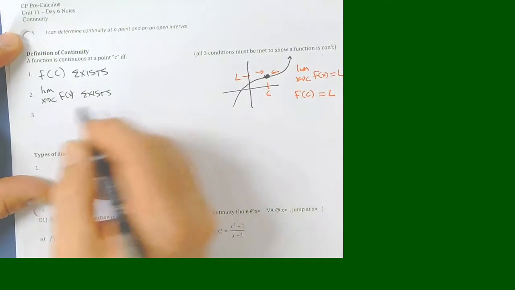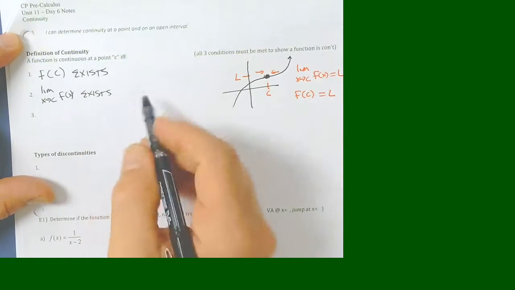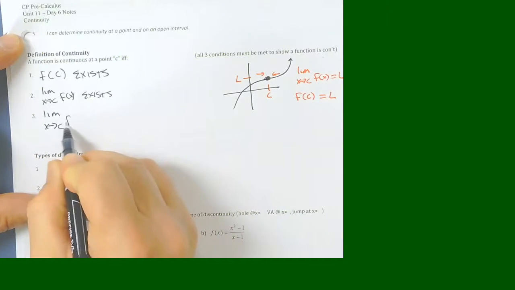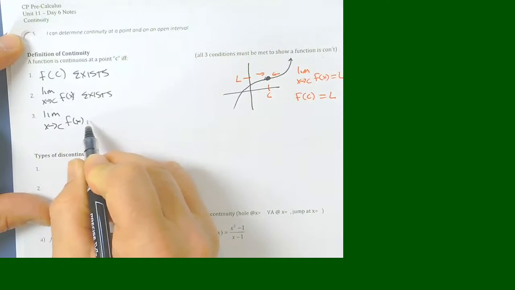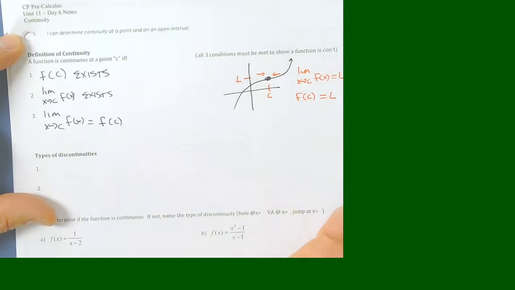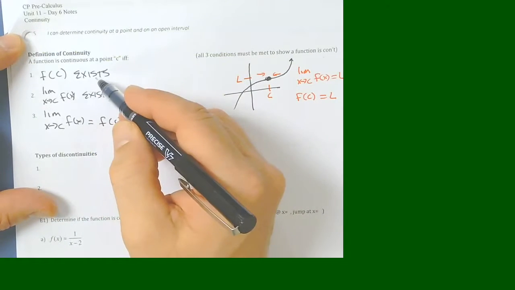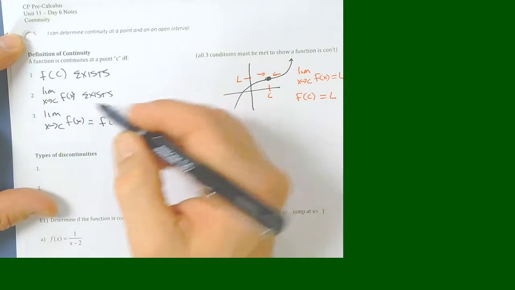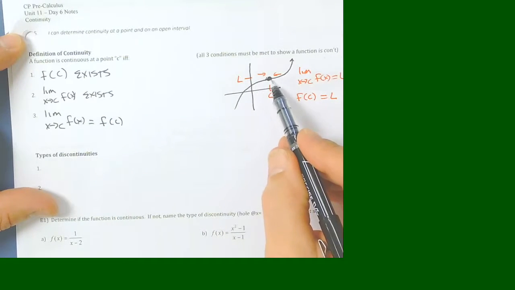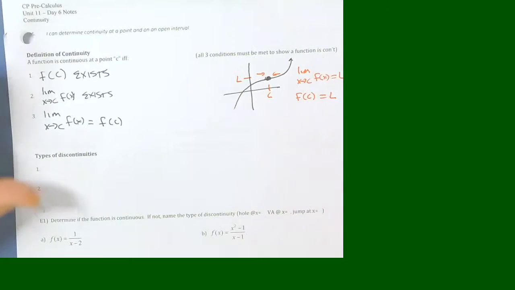The third criteria is that number 1 needs to equal number 2. The limit as x goes to c of f of x is equal to f of c. All right? So f of c exists, it's some number. The limit exists, it's some number. If they both agree, then we have a continuous function.